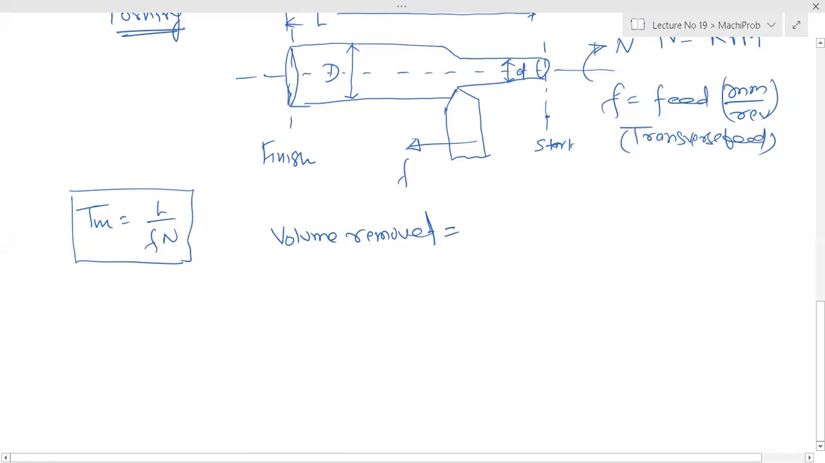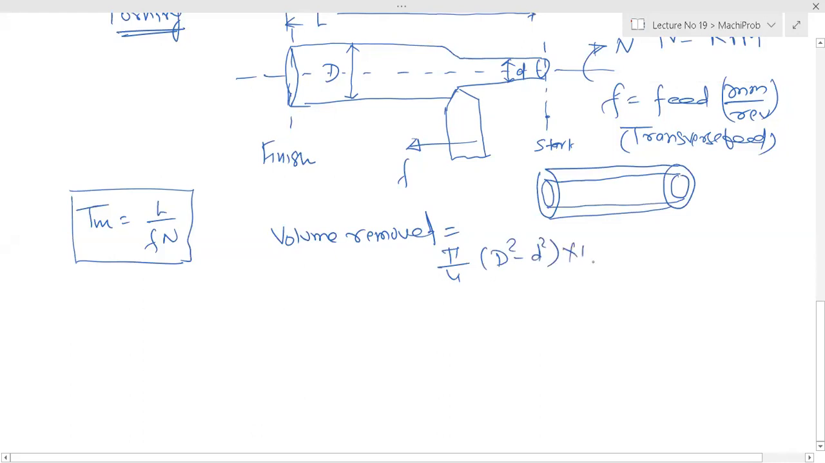So it is almost D minus d, right? A volume. So the volume removed is almost a hollow cylinder. A hollow cylinder will be removed. That is pi by 4 (D square minus d square) into L. This much volume will be removed. Volume of material removed, volume removed, or volume of the metal removed.